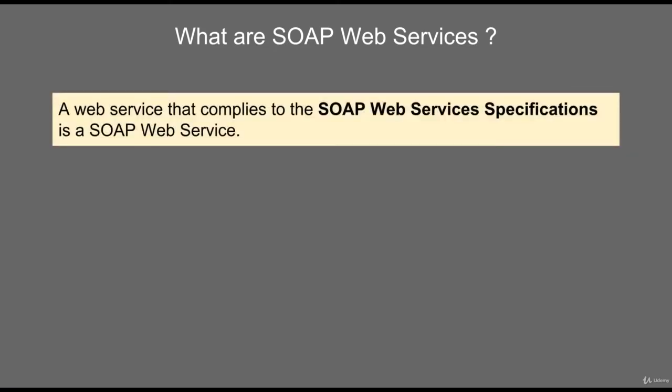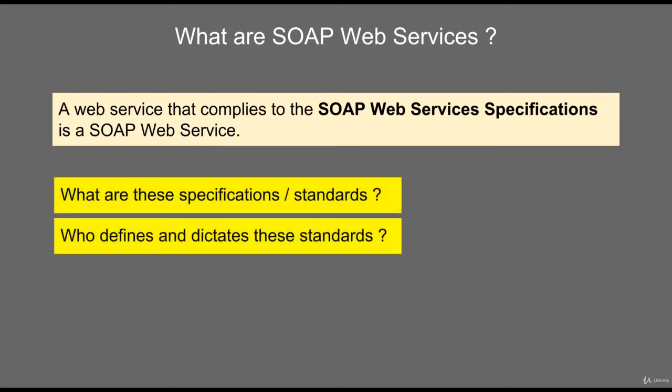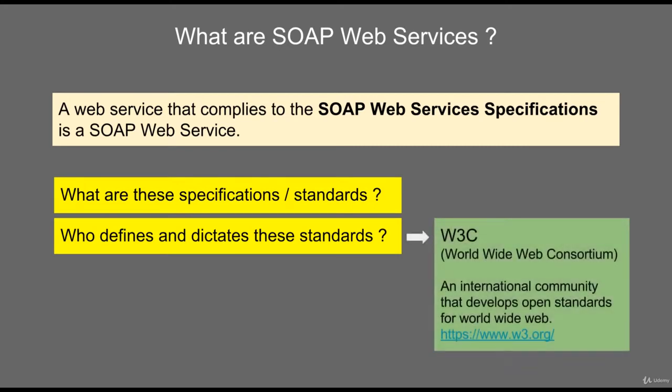Any web service that follows the guidelines laid down by the SOAP web services specifications is called a SOAP web service. So there is a set of rules, and if any web service complies with and follows those rules, we can say that web service is a SOAP web service. But what are these rules or standards, and who actually defines them? Let us answer the second question first: who defines and dictates these standards?